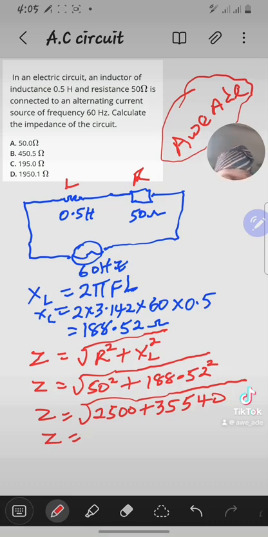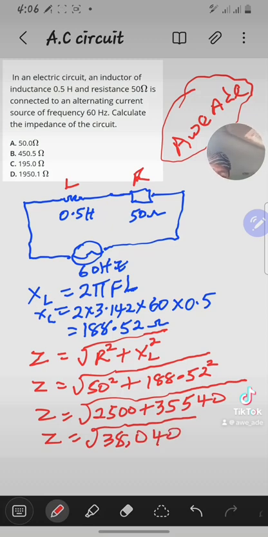Now, if I add up 2,500 plus 35,540, from my calculator here, that will be the square root of 38,040. So if I find the square root of 38,040, I have approximately, to the nearest whole number, 195 ohm, which makes the correct answer option C.